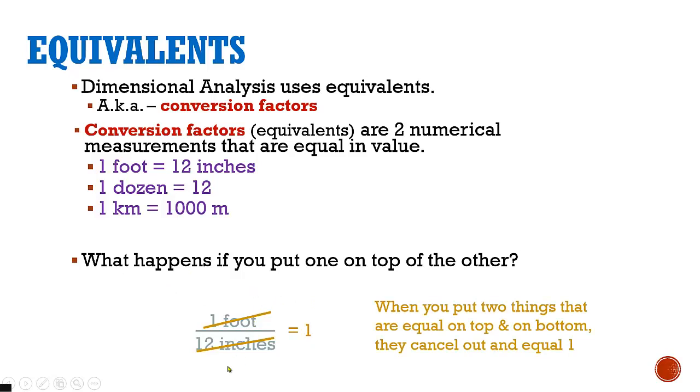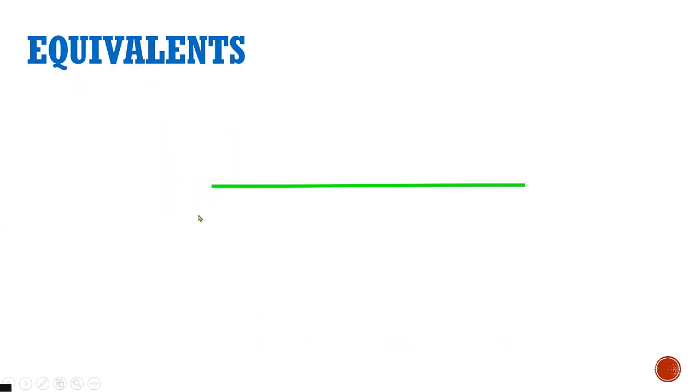When you put two things that are physically equal to each other on top of each other, they cancel out to give us 1. But what this does allow us to do is change from one unit, miles, to another unit, feet or inches, or whatever we want to change it into. So let's take a look at this.